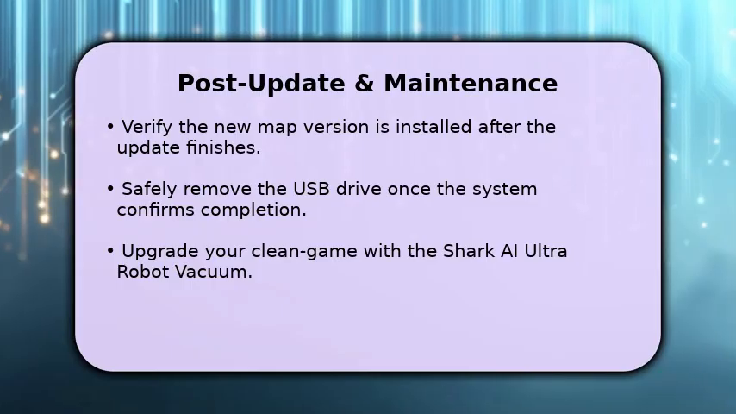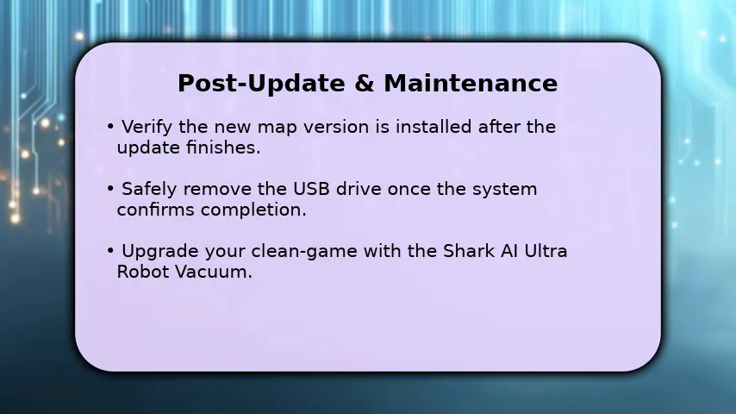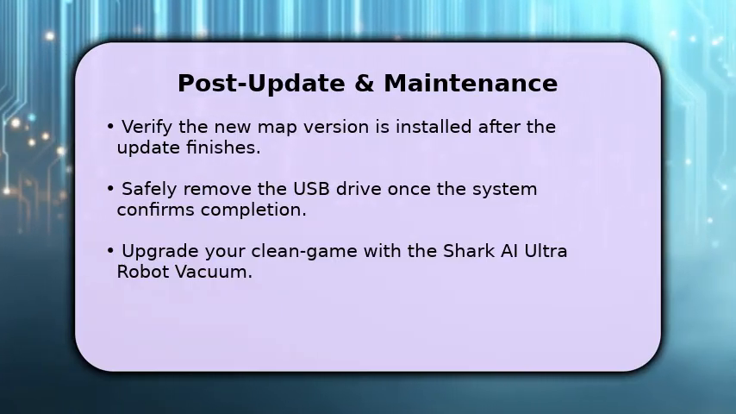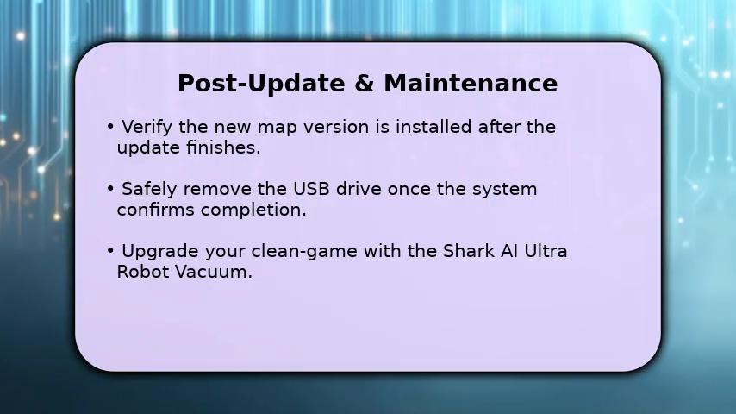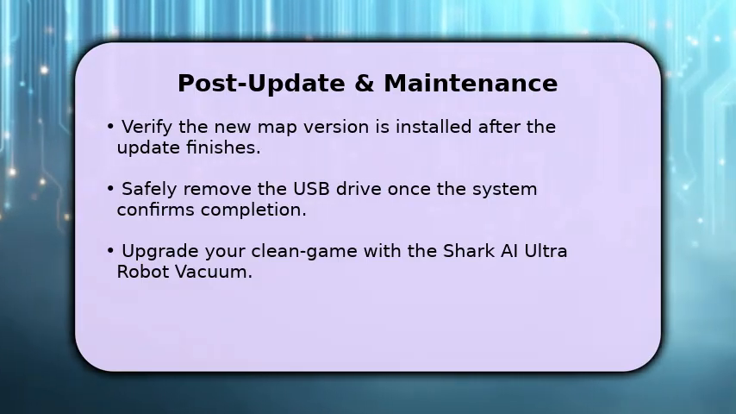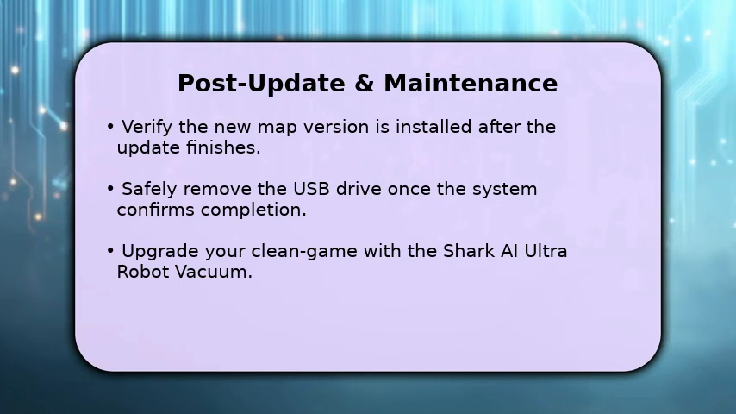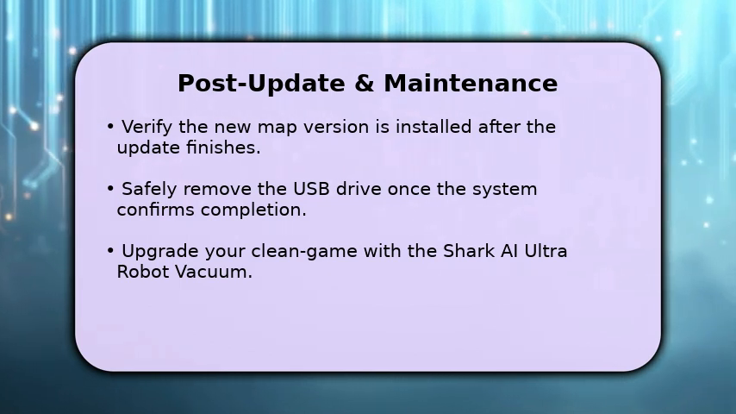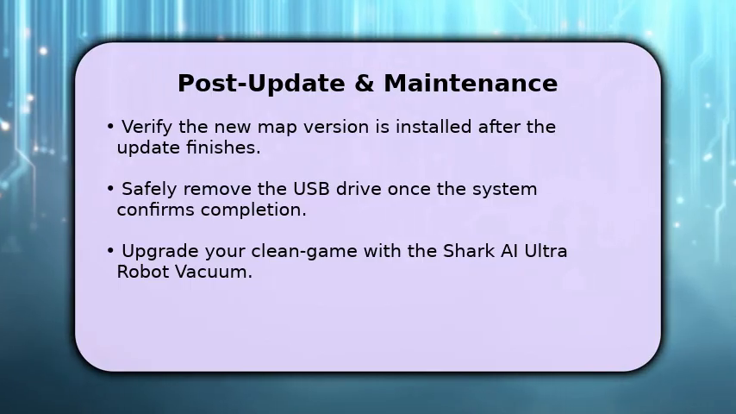After the update is complete, verify that the new map version is correctly installed within your Kia Niro's navigation settings. This confirms a successful update. Once confirmed, safely remove the USB drive from the vehicle's port. Remember to regularly check for new updates to keep your navigation system current.